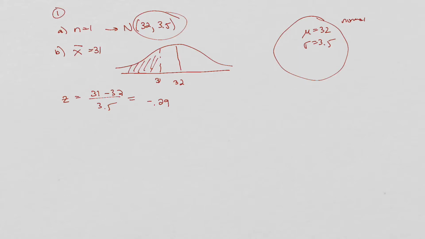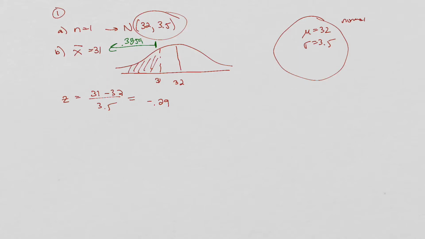If you look up negative 0.29 in your charts, remember, it gives the area from here on back, which is what we're looking for. That's 0.3859. So the probability of this happening is 0.3859, and the percentage chance would be 38.59%.